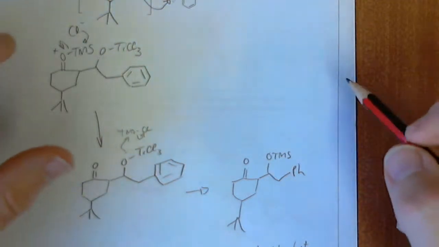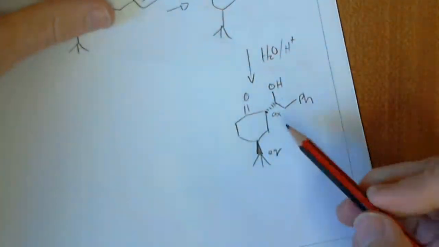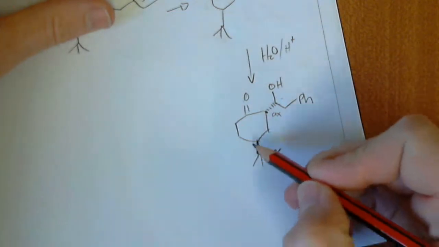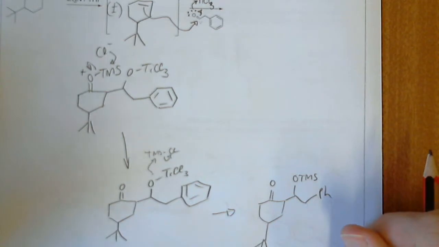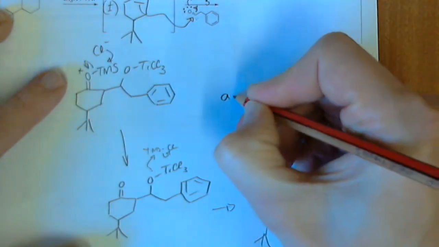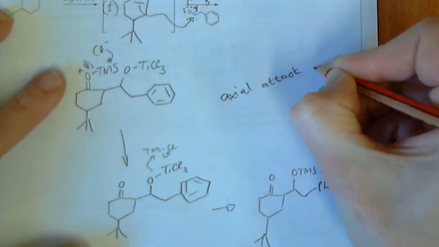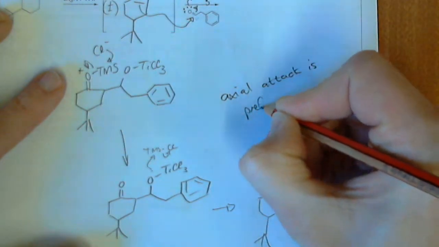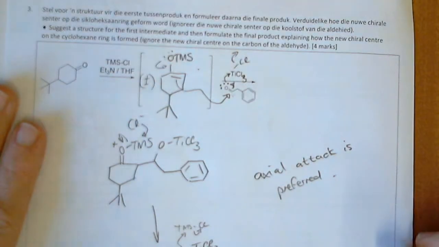All you needed to have been able to do was to give me this. I would have given you a mark for that. Give me the product, all right, with the correct stereochemistry, and you would have got the marks for that. And maybe somewhere just to make sure that you can mention that axial attack is preferred. All right. Okay, and then I would have given you all the marks for that.